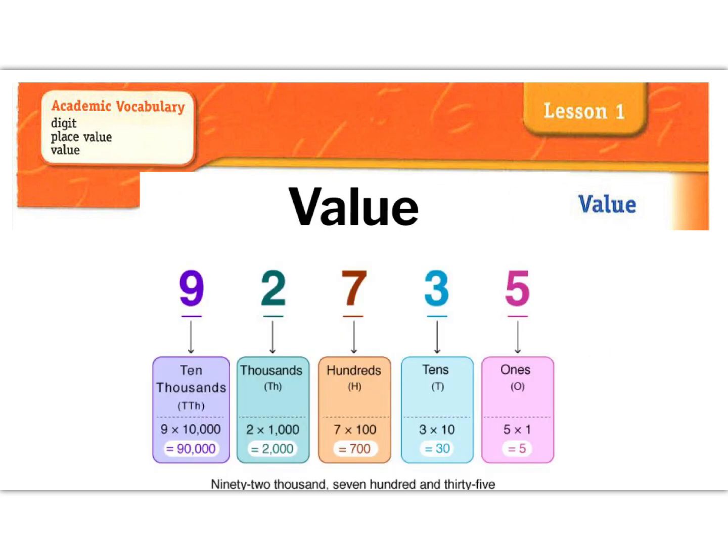And then the value, when we look at this, the ones, it's like you do 5 times 1 is 5. Here, 3 tens means 3 times 10 is 30. 700s, you would do 7 times 100 equals 700. Same here, 2,000s, 2 times 1,000, 2,000. And 9 10,000, so 9 times 10,000 is 90,000. So you would say 92,735.